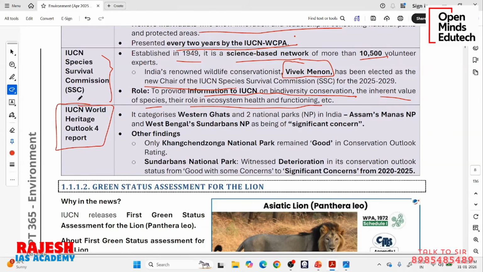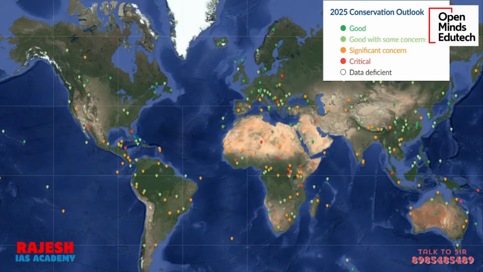As I told you, IUCN releases this report also, the IUCN World Heritage Report. So what do they do? They will see these World Heritage locations, natural heritage I'm talking about, not cultural heritage. All the national parks, wildlife sanctuaries, biosphere reserves we have, and all of the important geographical landforms like Western Ghats. All of these are our protected areas, natural heritage. So these are ranked in this conservation outlook.